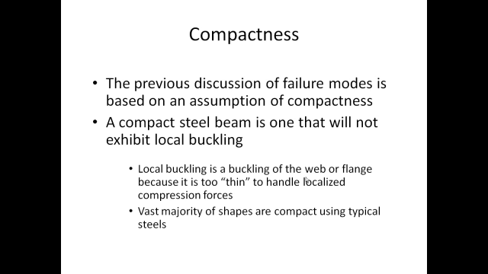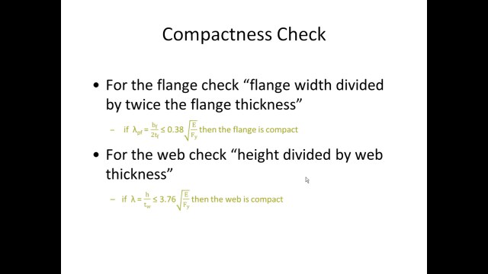Now, that being said, most rolled steel beams are not going to experience this local buckling. Most rolled steel beams are in fact going to be compact when we use steel strengths having yield capacities of 50 ksi or smaller. However, we can check this, and the AISC gives us two fairly simple compactness checks, one for the flanges and the other one for the web.